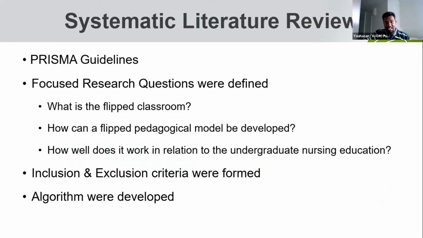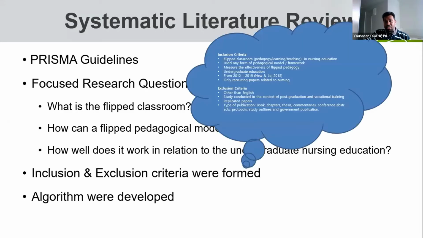We used the PRISMA guideline. We formed focused research questions specifically for this systematic review, that are: what is flipped classroom, how can a flipped pedagogical model be developed, and how well does it work in relation to undergraduate nursing education. And we also formed inclusion and exclusion criteria for this review, that is, we include all the flipped classroom experience in undergraduate nursing education. It's important to note that I set up the search period between 2012 to 2019. Hew and Lo, in their meta-analysis, revealed that flipped classroom was introduced into health professional education in 2012.